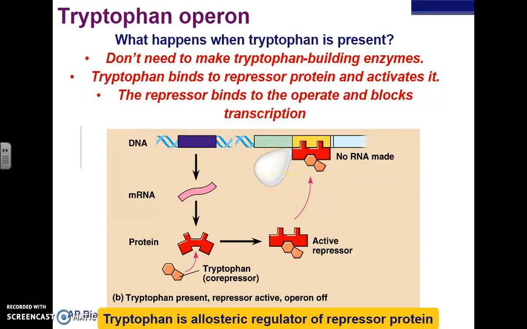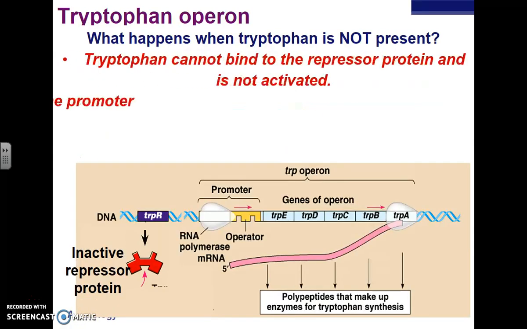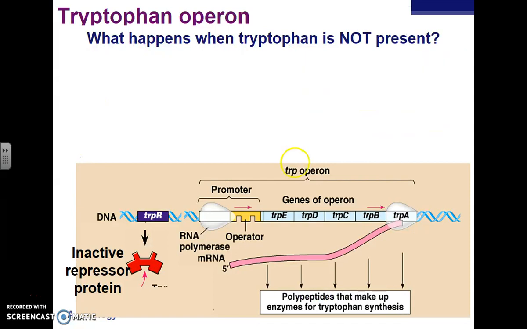We're now going to look at the second case, when tryptophan is absent. When tryptophan is not present, there is nothing to activate the repressor protein. As a result, the repressor protein can't bind to the operator, and because it can't bind to the operator, RNA polymerase is free to transcribe the genes, and the gene is on.